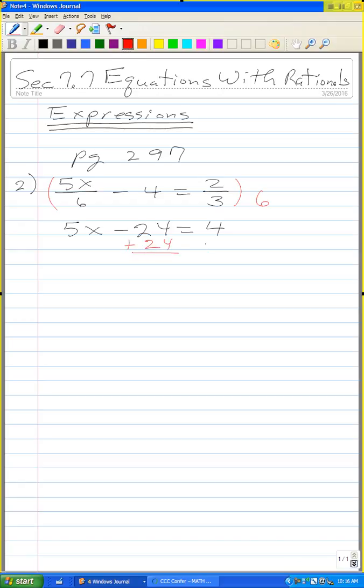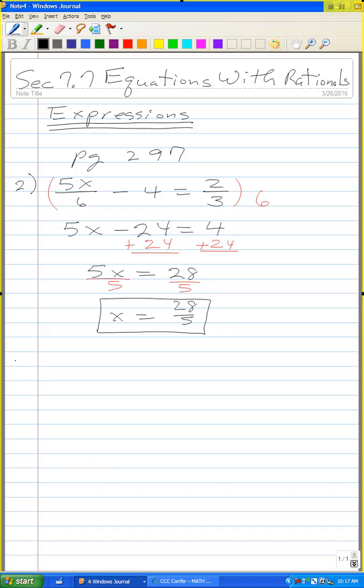Add 24 to both sides of my equation. And so 5x is equal to 28. Divide both sides of my equation by 5. And so x is equal to 28 over 5. And I never divide by 0 when x is 28 over 5. So this is my answer, and I'm done.